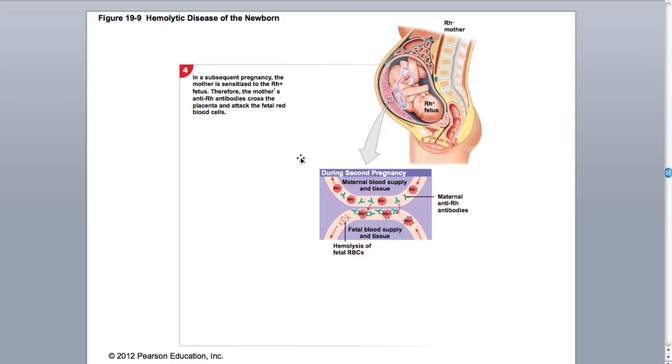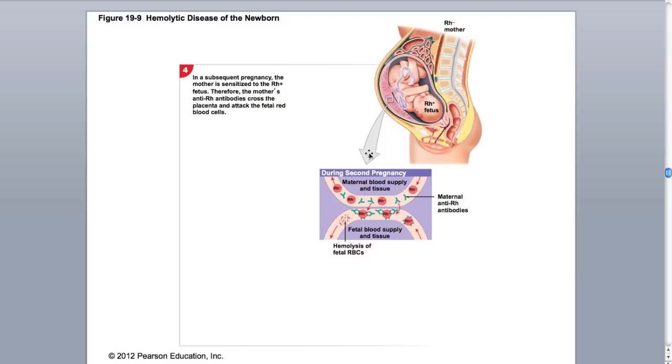R-H-O-G-A-M. What is it? It is basically antibodies given to the mom in advance. What does it do? It clears out any of the baby's Rh blood that has happened to go into the mom. So it clears out all of the Rh positive blood from the fetus. That way the mom never makes any antibodies against it. Now, it is a routine process to do this. So in the hospital, after the first baby pops out, they give the mom RhoGAM.